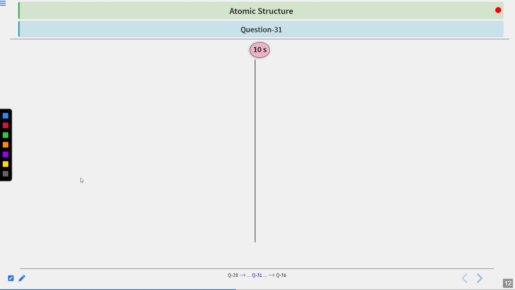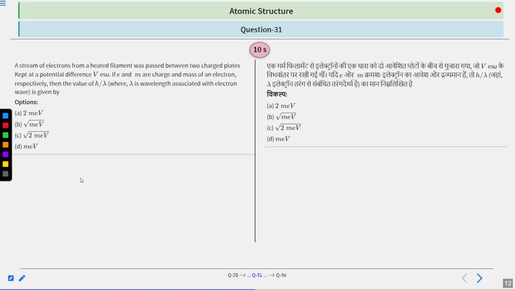Question number 31. Question number 31 says that a stream of electrons from a heated filament was passed between two charged plates kept at a potential difference V esu. If e and m are charge and mass of electron respectively, the value of h by lambda, where lambda is wavelength associated with electron wave, is given by options: A, 2 meV. Sorry, this is not mega electron volt, this is mass into electron volt.